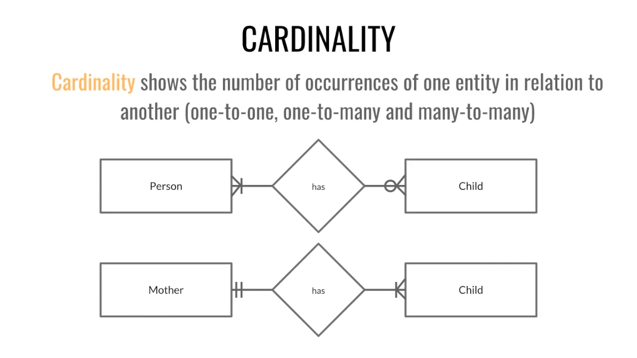Going back the other way, child to person, well, if a child exists, there has to be a person behind them. So a child has to have at least one person, but there could be many people behind them in guardianship or whatever. In the second example, we have mother. Now, a mother has to have a child to be a mother. So a mother has to have at least one child, or she could have many children. And then the other way around, a child has to have at least one mother, and usually they only have one mother, so one and only one mother.